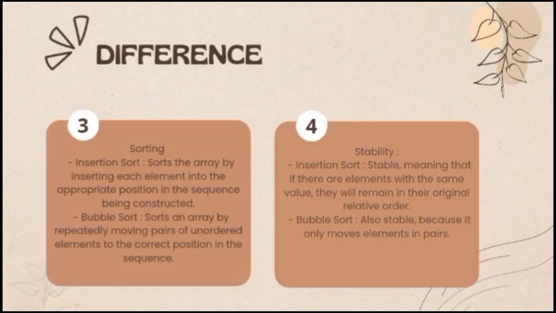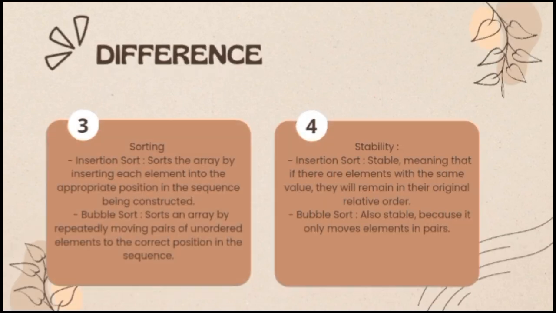Okay, third is sorting. Insertion sort sorts the array by inserting each element into the appropriate position in the sequence being constructed. But bubble sort sorts an array by repeatedly moving pairs of unordered elements to the correct position in the sequence.